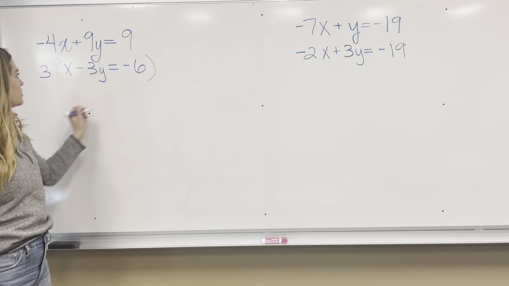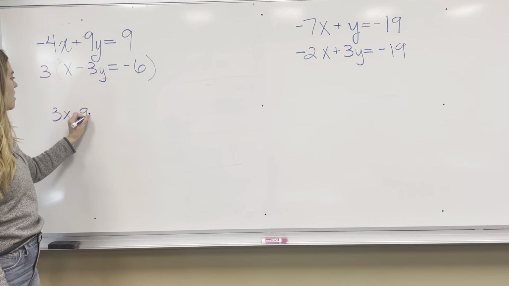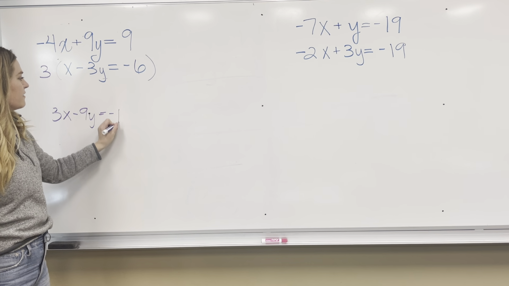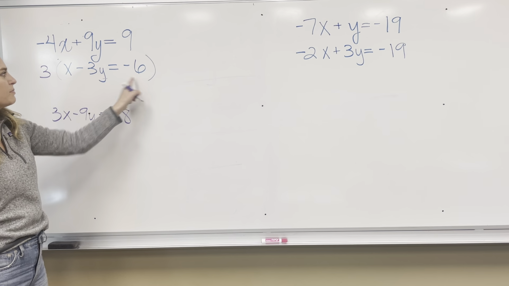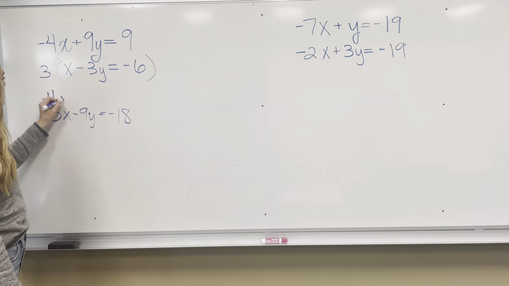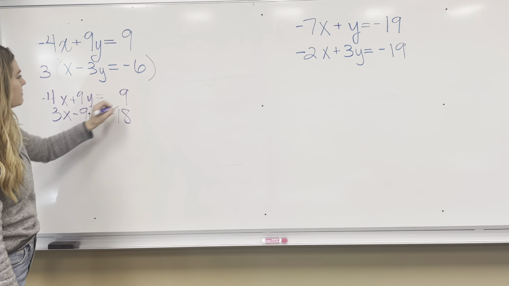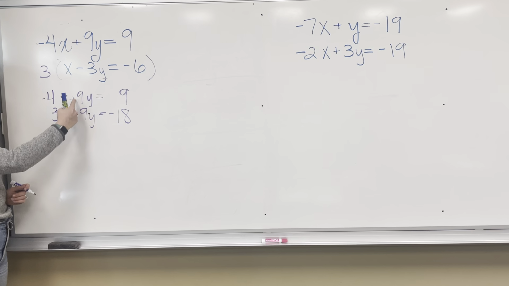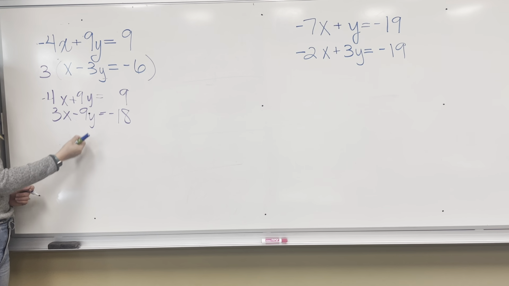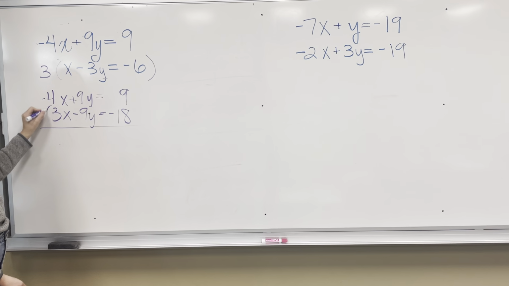So this new equation is 3x minus 9y equals negative 18. Each term got multiplied by 3. And then we'll just rewrite the original: negative 4x plus 9y equals 9. Now you can see they have opposites, but they are the same, so they will eliminate each other. Since they're opposite signs, we're going to add the two equations.